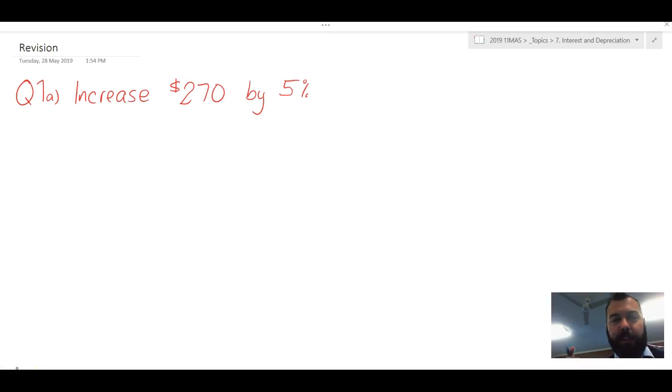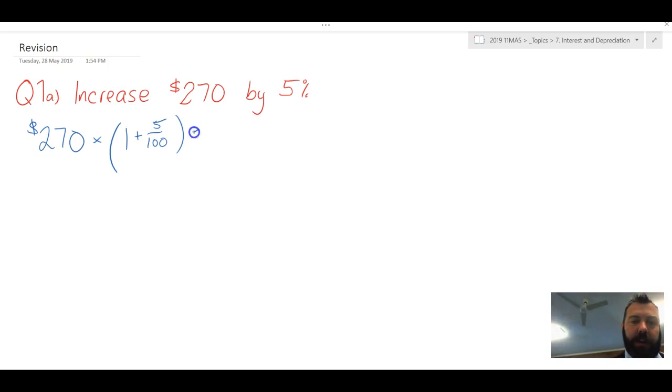Okay, year 11, here are some worked examples for some revision questions for this topic. First of all, increase $270 by 5%. Best way to do this is we're going to say $270 times, now we're increasing, so I need the 1. It's going up, plus, now 5% is 5 over 100. So if we write it like this, 270 times 1 plus 5 over 100, I grab my calculator.